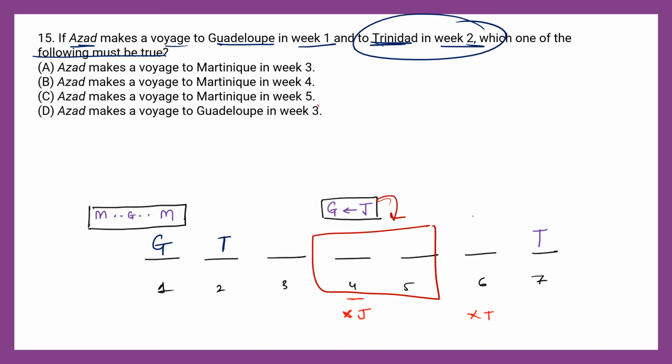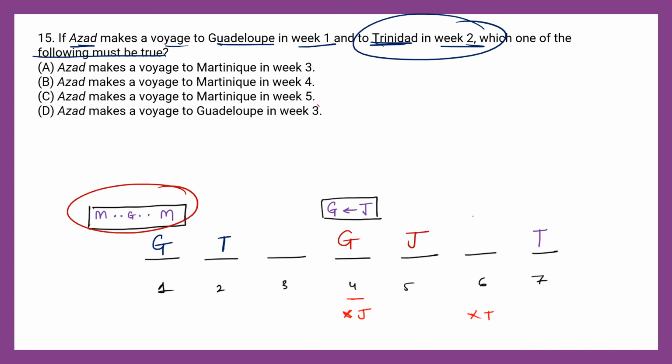Okay, let me try that. If you can put it in here, then let's put G here, we put J here, and then we put the MGM, so we put an M here and an M here. So this works. Now, is it possible for us to do that in any other way?